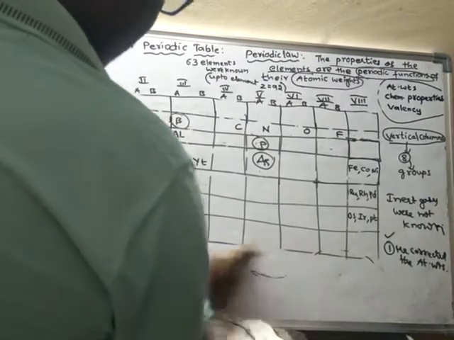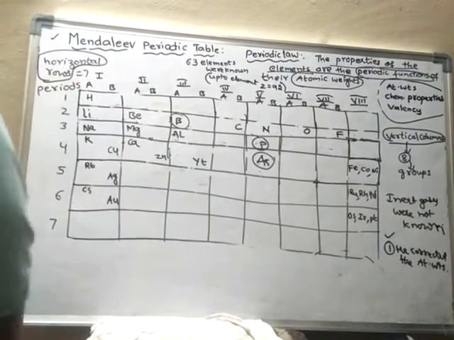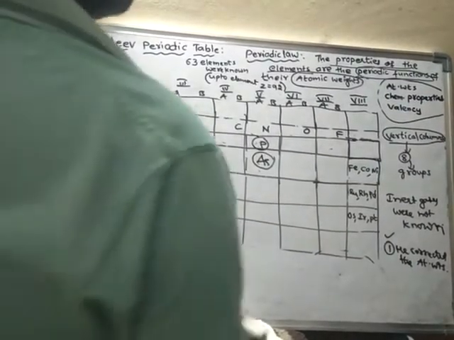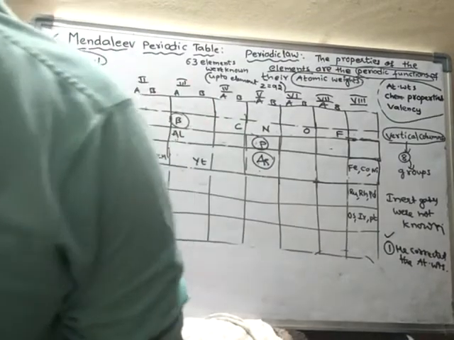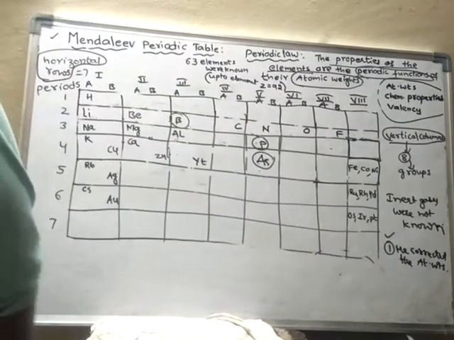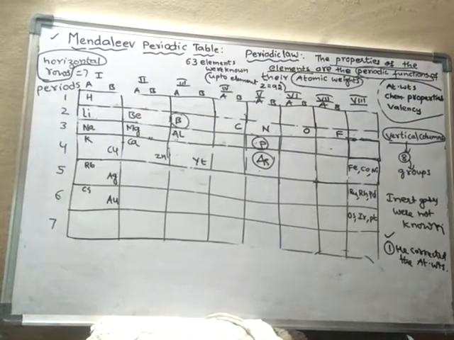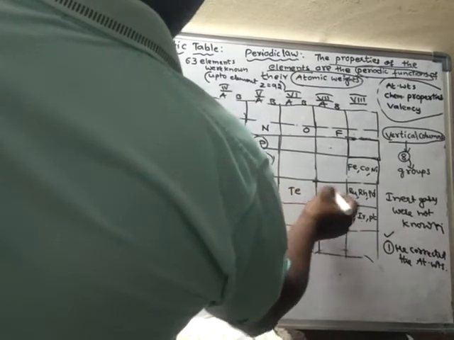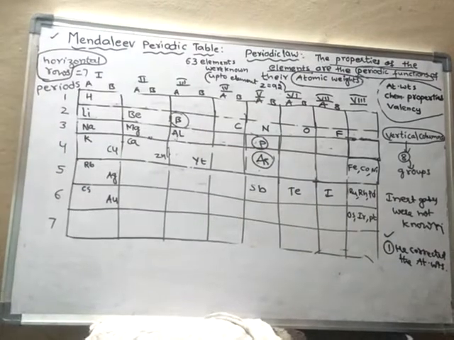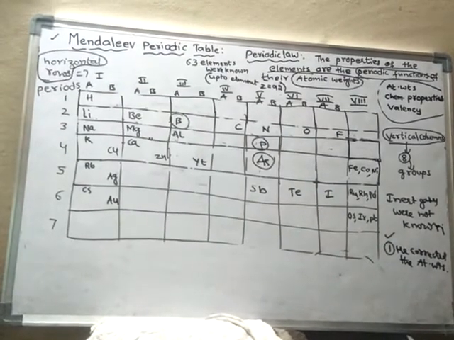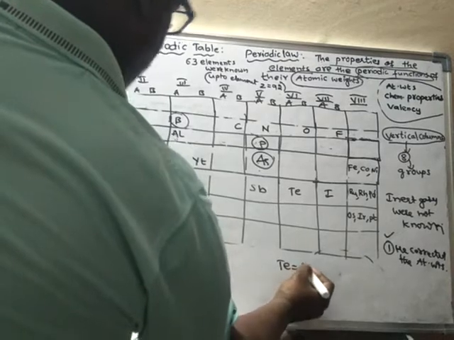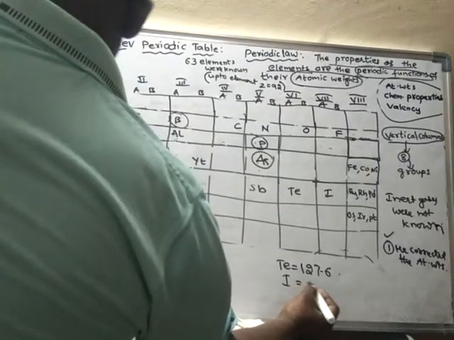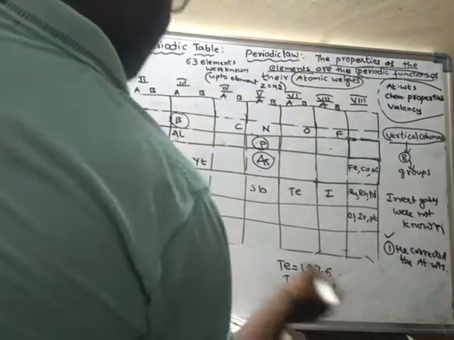So this is about the transitional triads. One more thing. At some places, for example, actually there should be tellurium and iodine here. Let us consider the atomic masses of tellurium and iodine. Atomic mass of tellurium is 127.6 and iodine it is 126.9.